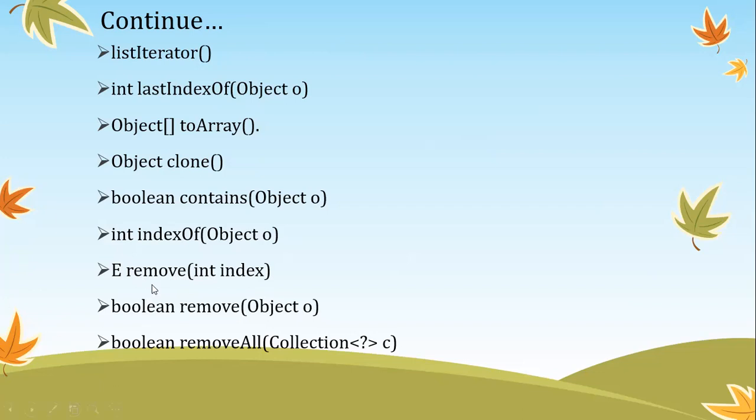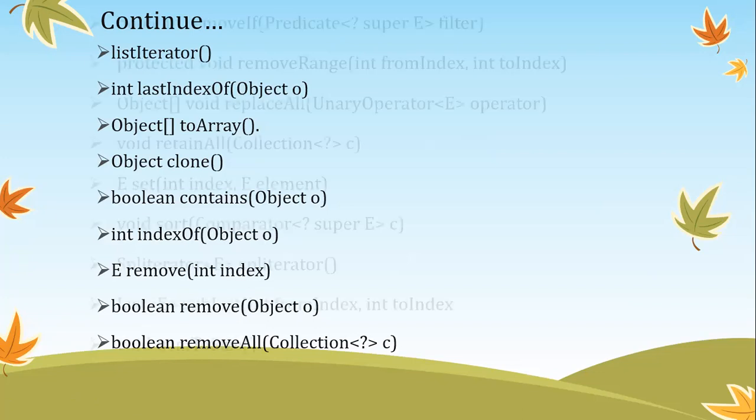This method is used to remove the element present at the specified position in the list. Next, boolean remove. So we are passing the object of the list. This method is used to remove the first occurrence of the specified element. Next, we are discussing removeAll. This method is used to remove all the elements from the list.